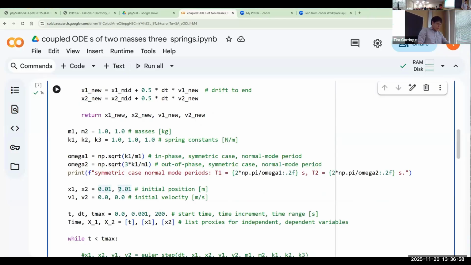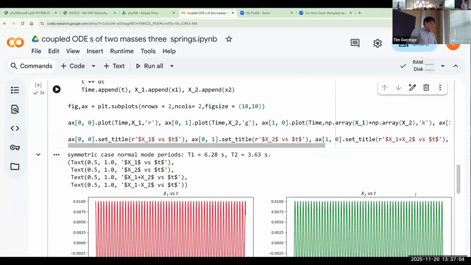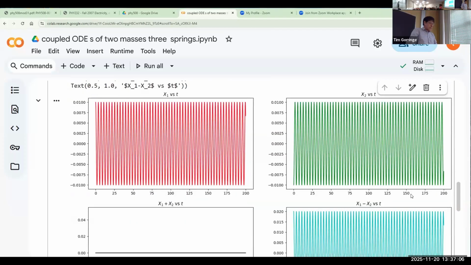We could also try the higher frequency mode. And again, what was a really obvious energy non-conservation before, now there's no obvious energy non-conservation, at least by eye here. The amplitudes are staying the same. So this is this drift algorithm.